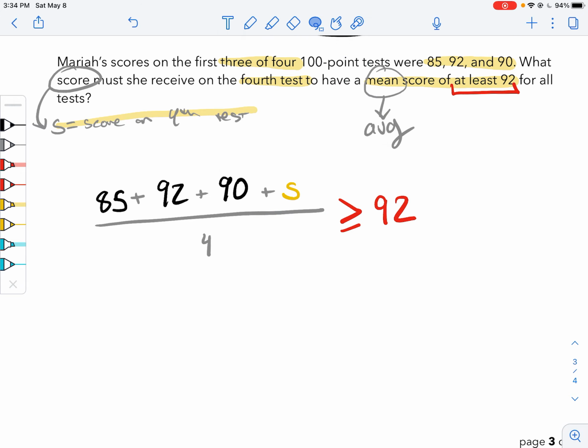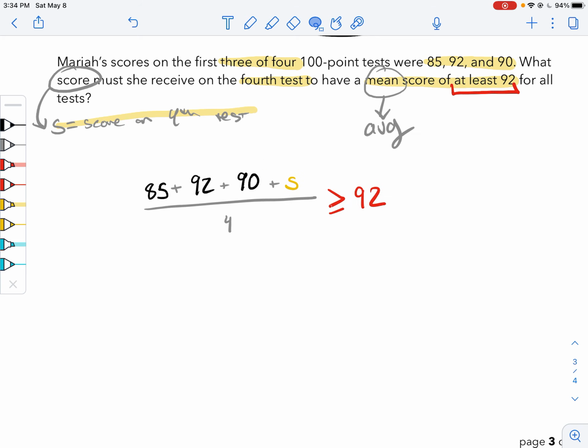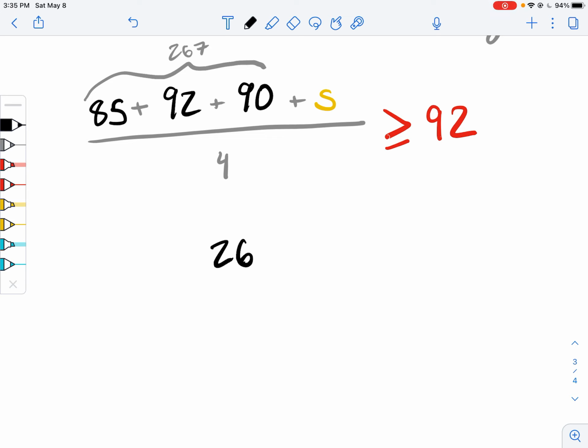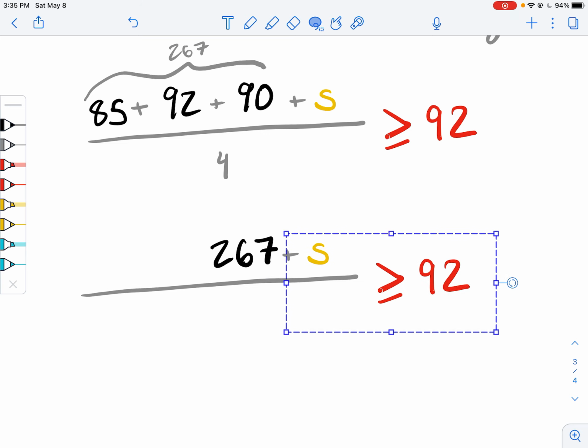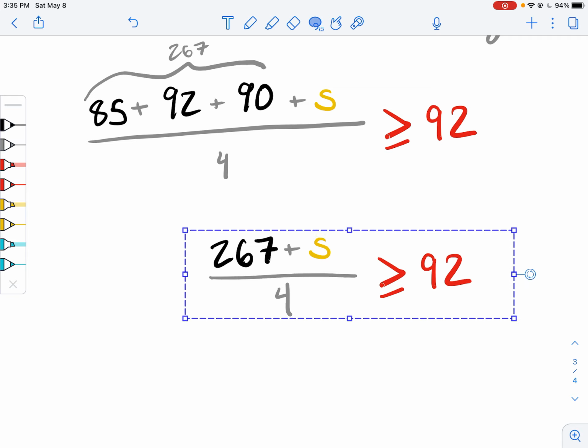Okay, we've got our inequality. Now let's simplify it. Real quick before we do this, let's add up 85 and 92 and 90. Those add up to 267. So our real inequality is 267 plus S all over 4 is greater than or equal to 92.